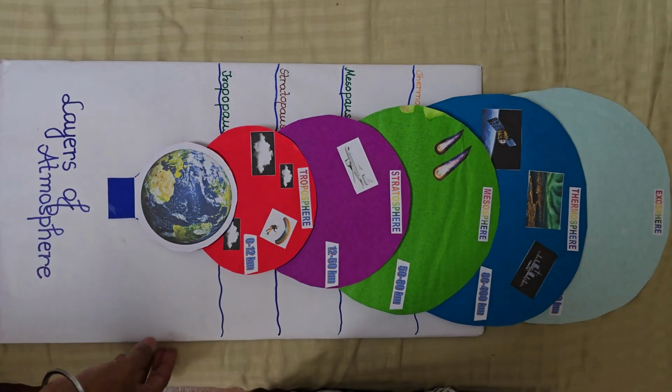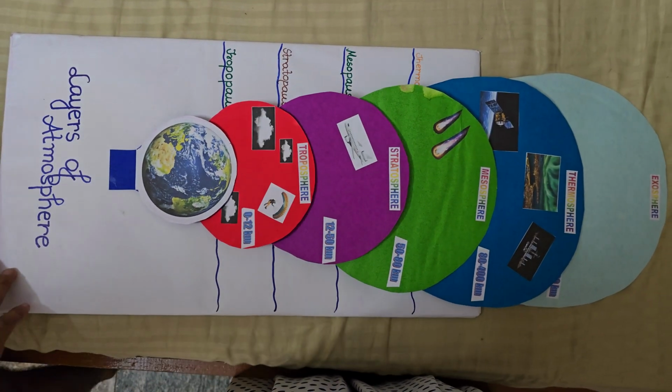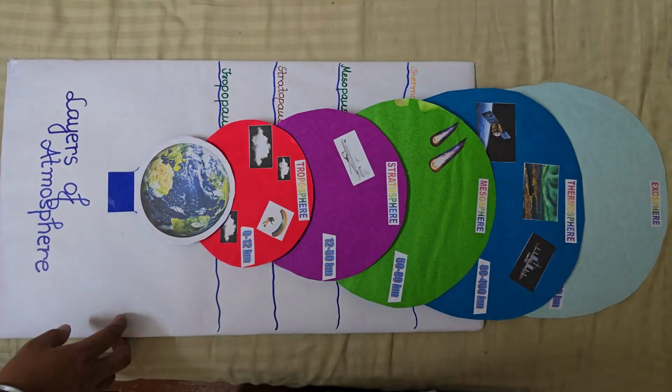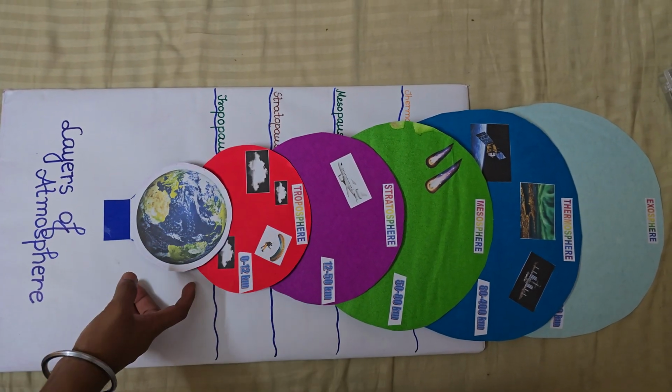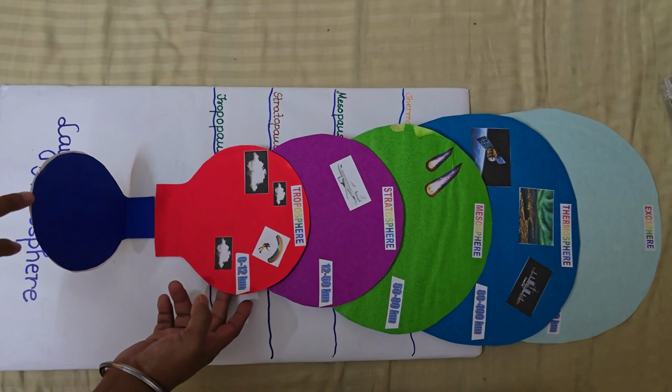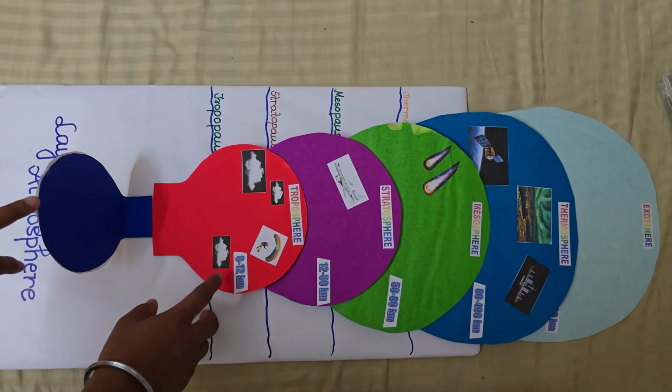Today I'm going to show you teaching aids on layers of atmosphere. For that you just need a cardboard and some chart paper. Then just wrap the cardboard and make this type of circle. Like the first one is Earth, paste the image of Earth on that. Next is troposphere, paste the little characteristic photos of the troposphere.